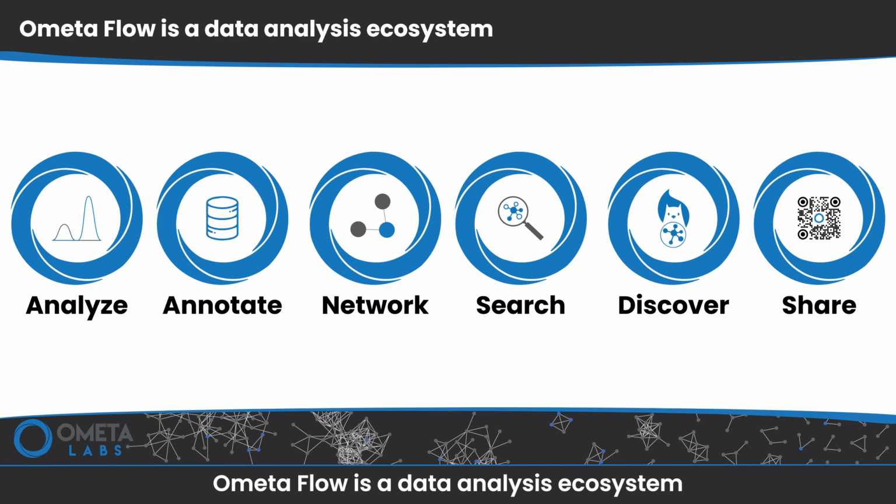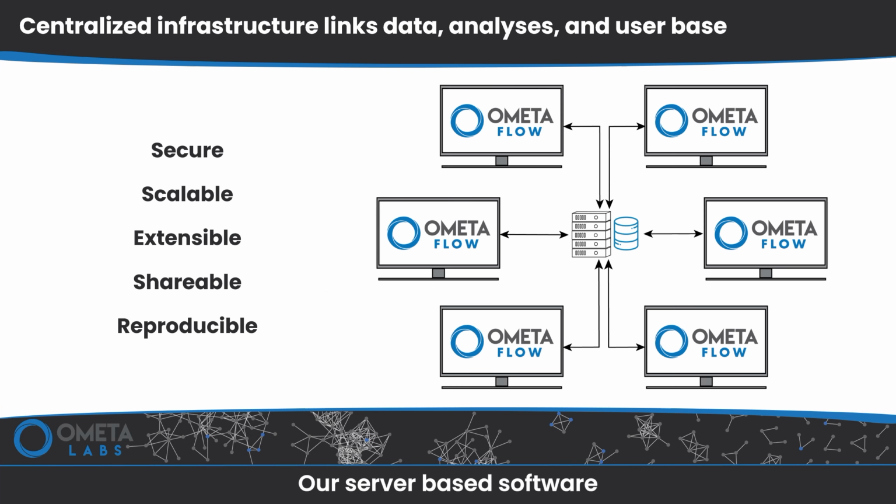Ometa Flow is a data analysis ecosystem that can analyze, annotate, network, search, discover, and share small molecule mass spectrometry data. Our server-based software means that all data and analyses are stored in one secure location that can be easily accessed from anywhere. Every analysis task on this server is assigned its own unique ID, which can be securely shared across your organization and used to exactly reproduce previous analyses.